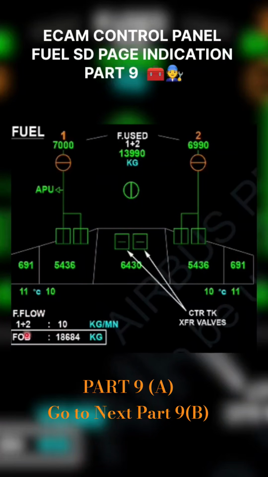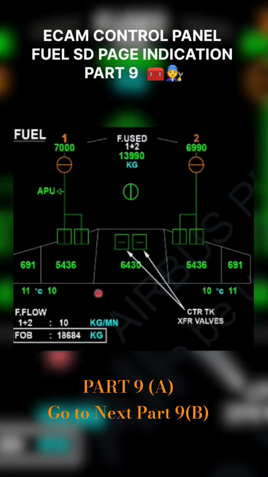Then at the bottom side, you will see the fuel flow 1 plus 2. It will compare with the upper ECAM engine page, showing how much fuel is flowing to the engine in kilograms per minute. And this is your fuel on board, the total fuel on board including all the tanks, in kg. There is a difference between kg and liter, which we'll discuss another day in another part.